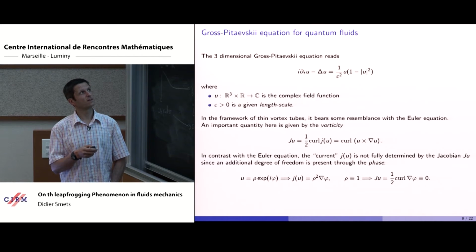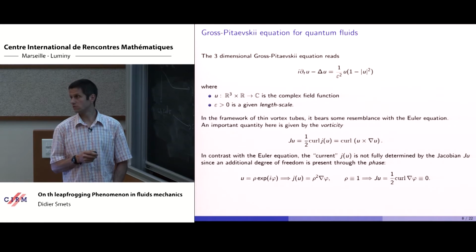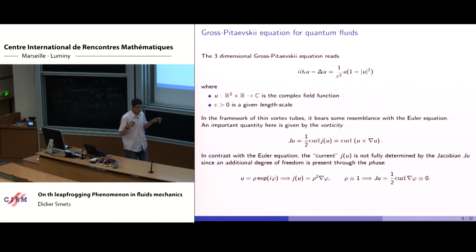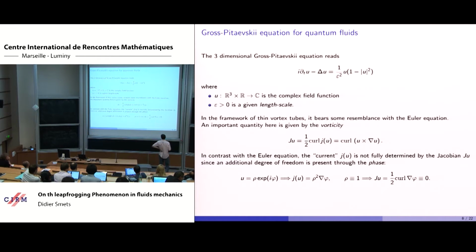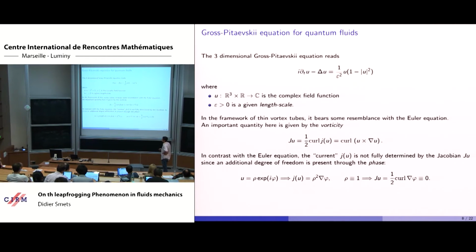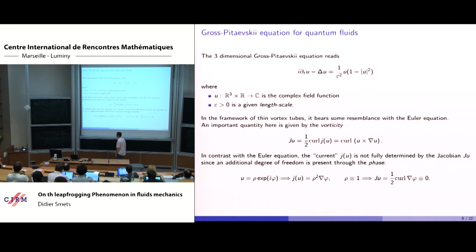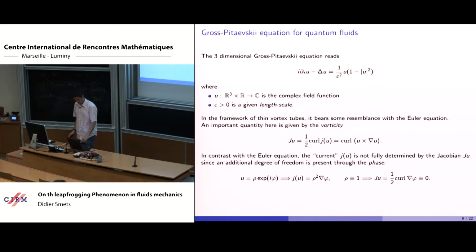And here I just wrote what I said before, the fact that in contrast with the Euler equation, for the Gross-Pitaevskii equation, if you know capital J of U, so if you know the vorticity, you cannot recover the velocity. There are additional degrees of freedom that are hidden in the phase, and which correspond to the compressibility part of the nonlinear Schrödinger equation. In particular, if you take something that is a pure phase, so the modulus is constant equal to 1, then the curl of a gradient is always 0. So fields that are pure phase have no curl, so have no vorticity, yet they have a velocity. These are the additional degrees of freedom of the Gross-Pitaevskii equation with respect to the Euler equation.